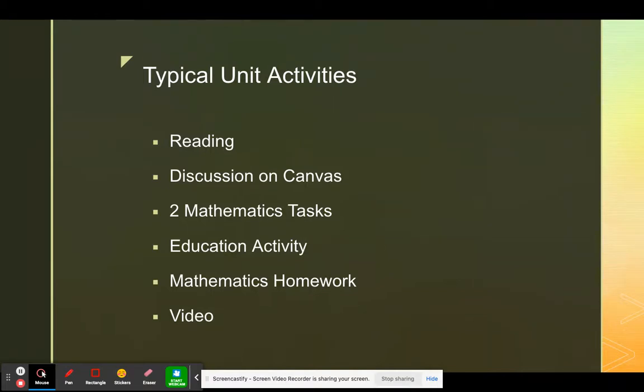There is also each week going to be an optional mathematics homework that allows you to extend your learning and your understanding of the topic of mathematics for the week. As well as throughout the week, there will be some videos, possibly introducing the topic, possibly concluding the week's topic and getting you started for the next week.